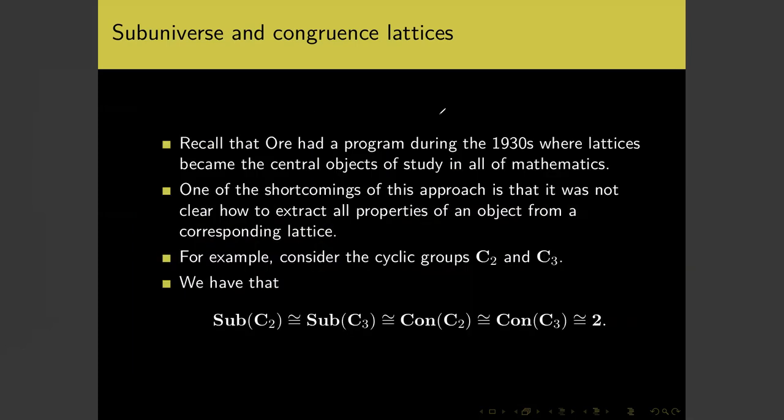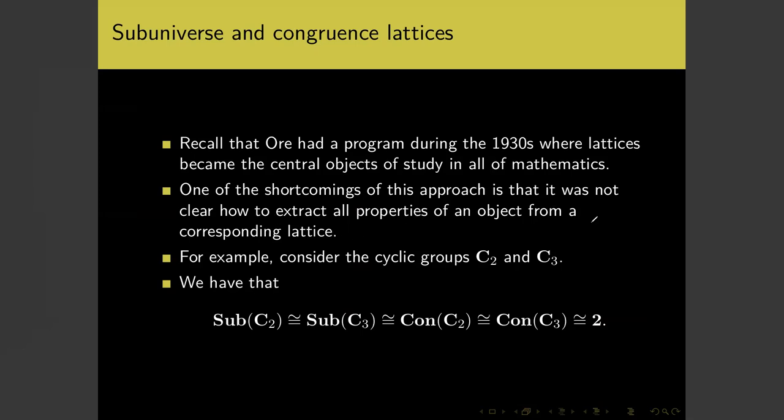So, a little more of a historical digression now. Recall that Ore had a program during the 1930s where lattices became the central objects of study in all of mathematics. He called them structures, and they were the main thing. One of the shortcomings of this approach is that it was not clear how to extract all properties of an object from a corresponding lattice.